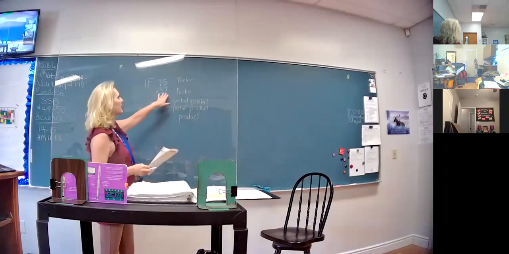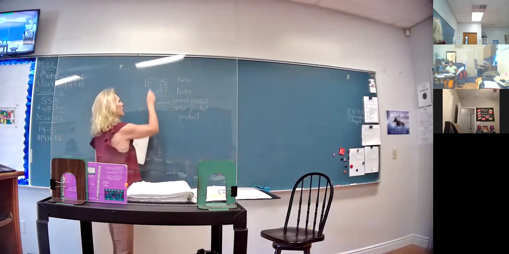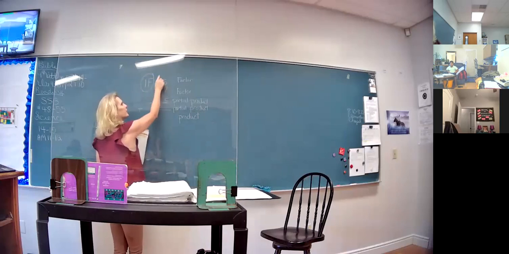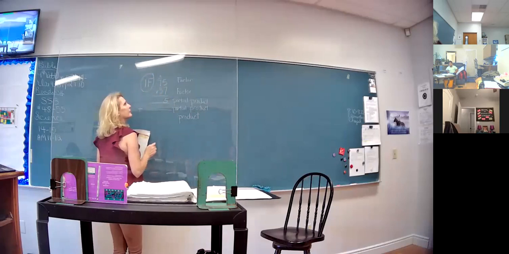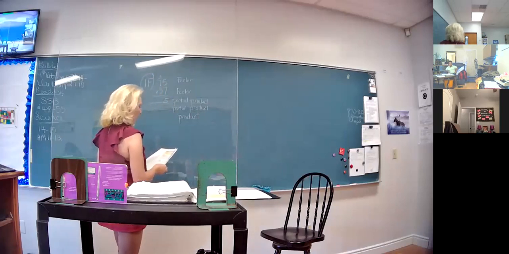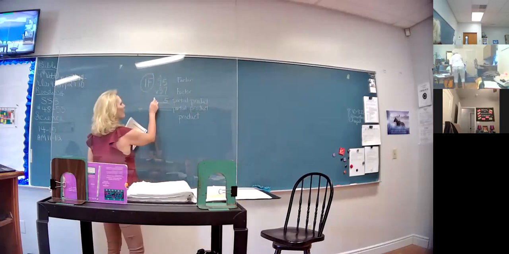So let's multiply 7 times 5 and 7 times 7. So what's 7 times 5? Anybody? 35, carry your 3. 7 times 7 is 49 plus 3. 52.